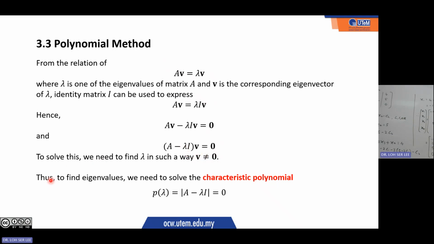Hence, to find the eigenvalues, we need to solve the characteristic polynomial. This is the characteristic polynomial. This comes from here. And this determinant must be equal to zero. Determinant must be equal to zero. I'll relate a little bit of this. Why is the determinant equal to zero?